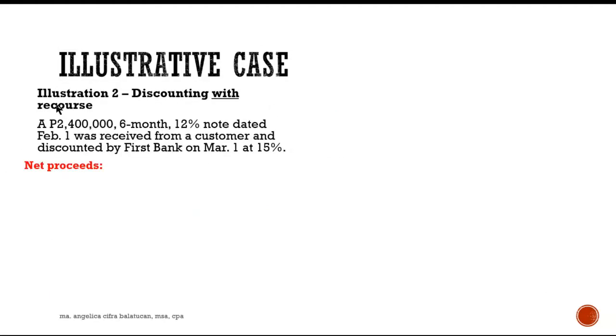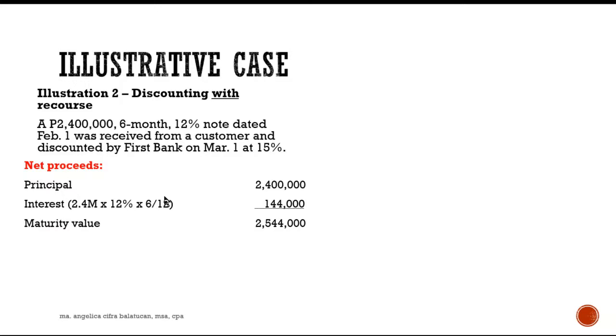Another example, we have an illustration of what if it is discounting with recourse. So again, if with recourse na siya, naa tay responsibility in case dili mobayad ang maker. So to compute the net proceeds, we have here the principal, 2,400,000. Then we have the interest. So that's 2,400,000 times 12% times 6 over 12. Remember, this is the entire duration of the note so that we can get the maturity value. Since we're now talking about months here, our denominator would also be in terms of months. So 2.4 million times 12% times 6 over 12. So we will use this amount in order to get our discount.